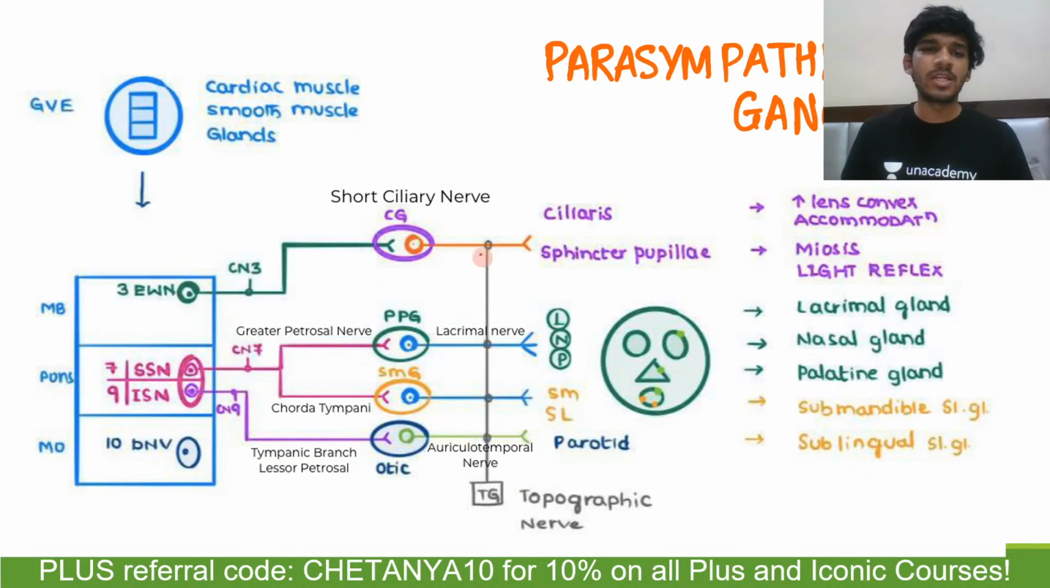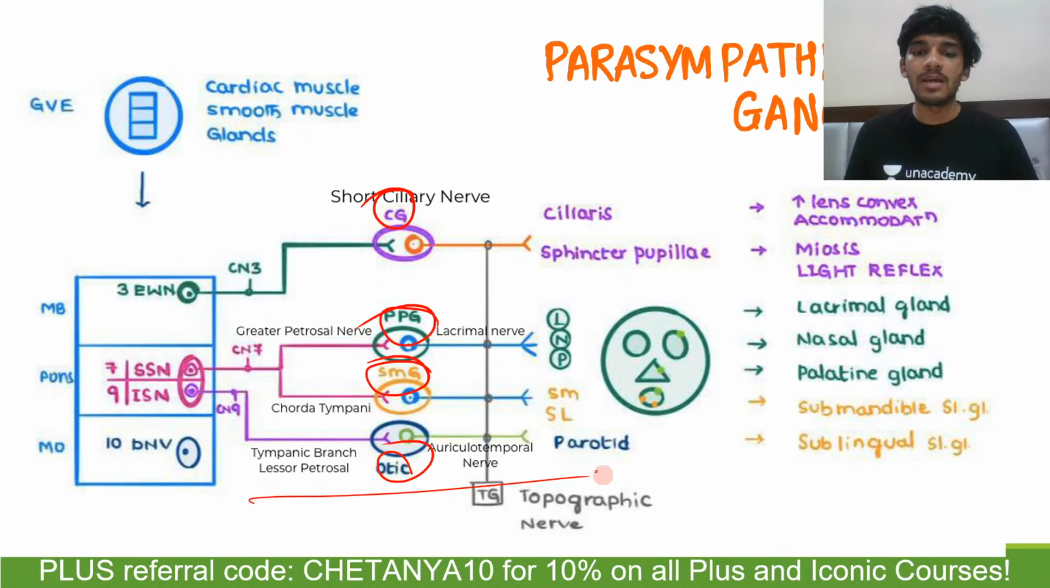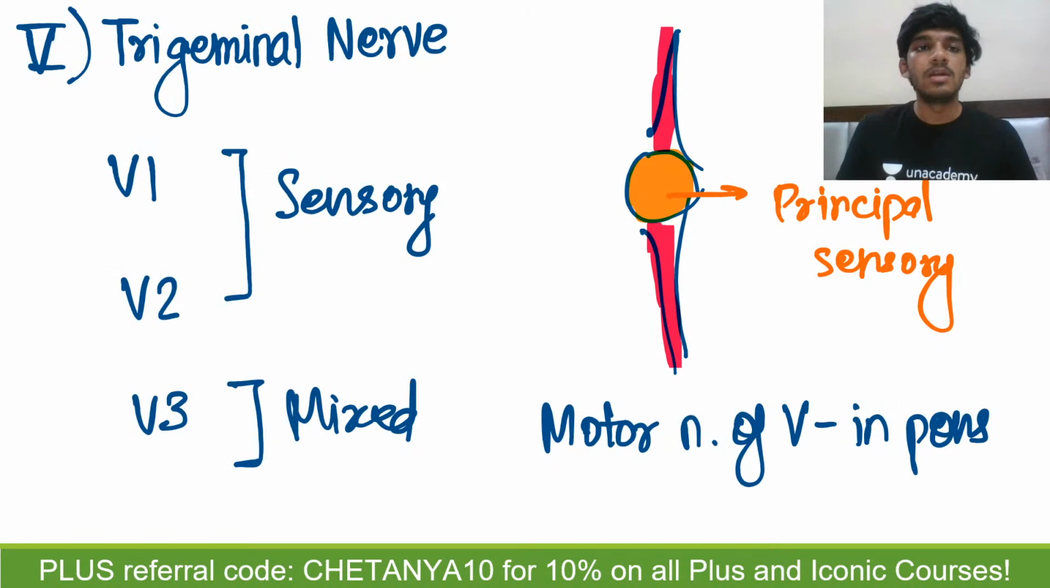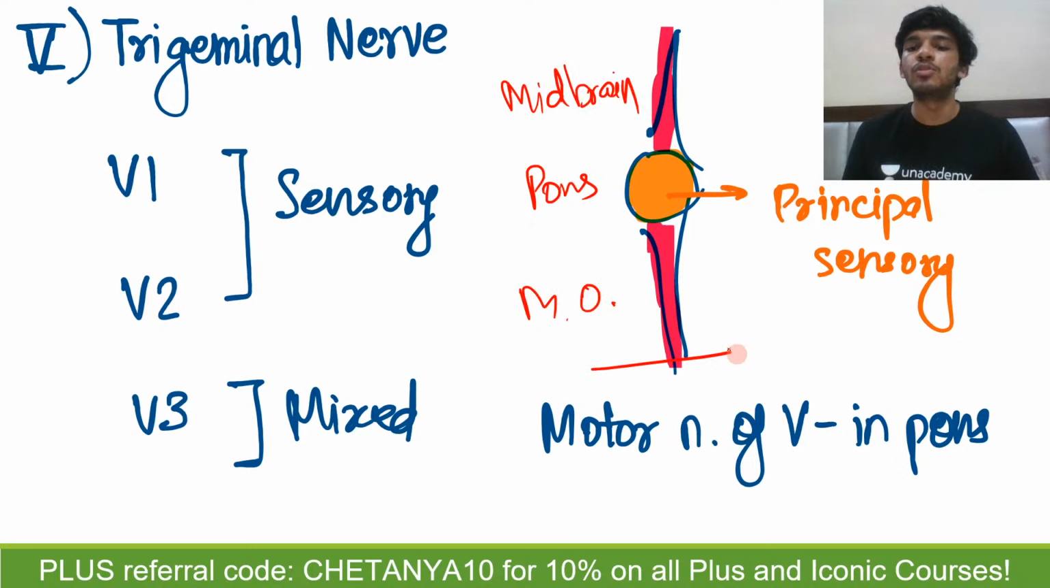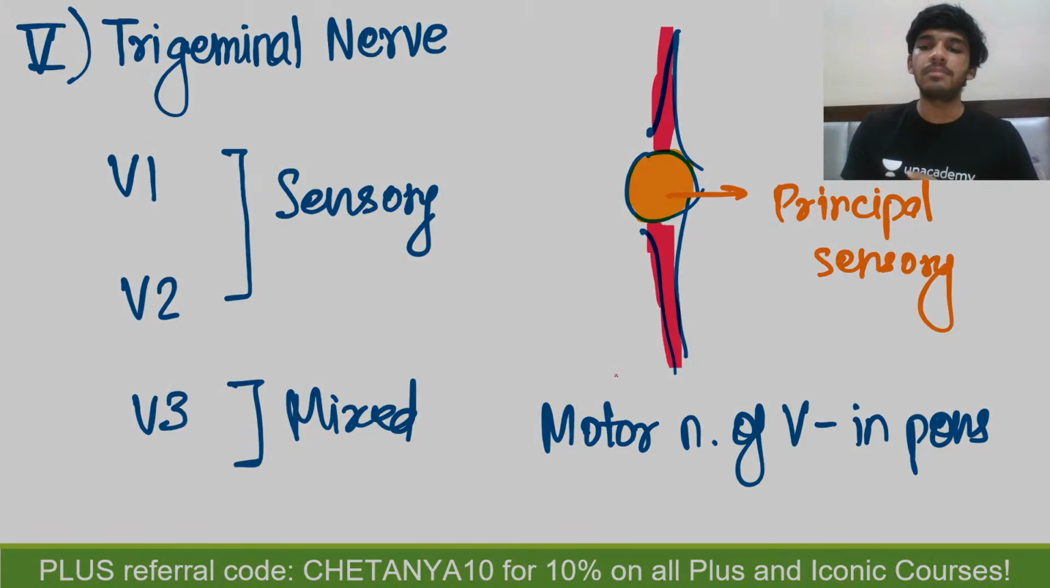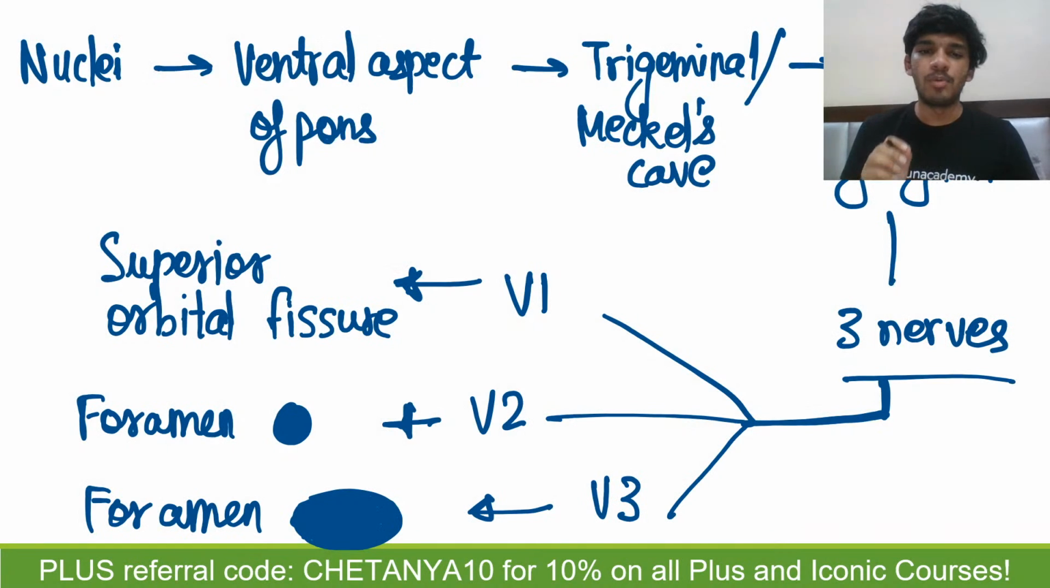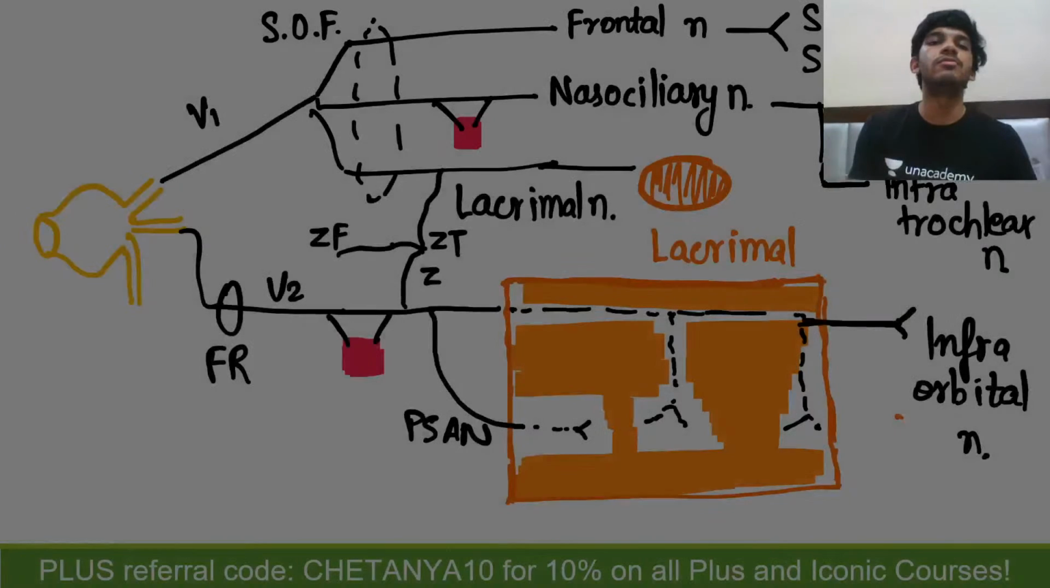Then we talked about the parasympathetic ganglion. So there is ciliary ganglion, pterygopalatine ganglion, and submandibular and otic ganglion. Otic ganglion will supply the parotid, submandibular will supply the submandibular and sublingual. Trigeminal nerve, principal sensory nucleus, this is at the level of the pons, this is at the level of the midbrain, and this is at the level of the medulla oblongata, and it extends up to the C2 level in the spinal cord. So you have the motor nucleus in the pons itself. So there are a total of 4 nuclei of trigeminal.